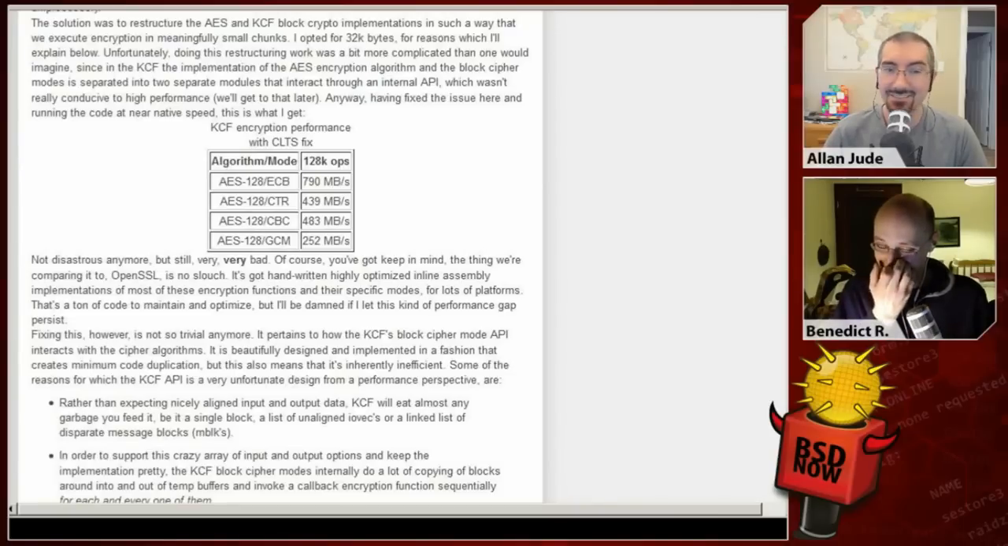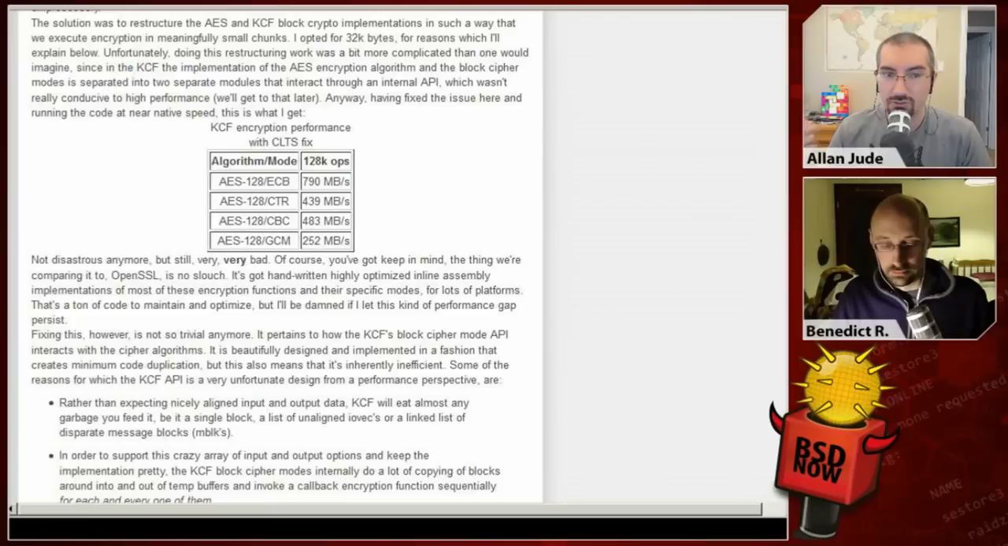Fixing this, however, is not so trivial anymore. It pertains to how the kernel crypto framework block cipher mode APIs interact with the cipher algorithms. It is beautifully designed and implemented in a fashion that creates minimal code duplication, and this also means that it's inherently inefficient. So for the ECB, which is the electronic code book, CBC, cipher block chaining, and CTR, which is counter mode, he added the ability to do an algorithm-specific fastpath implementation of the block cipher mode.